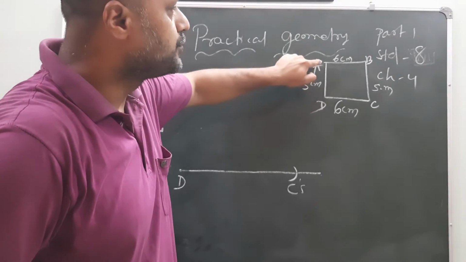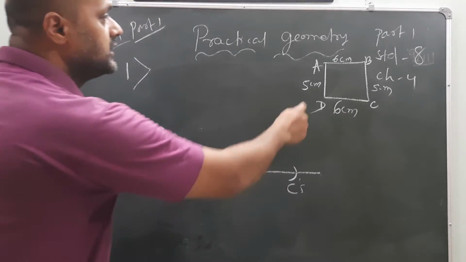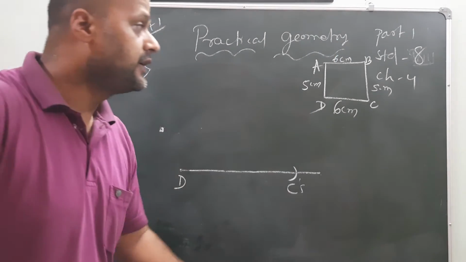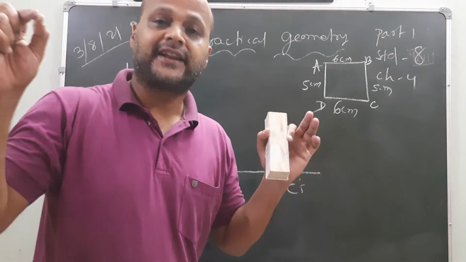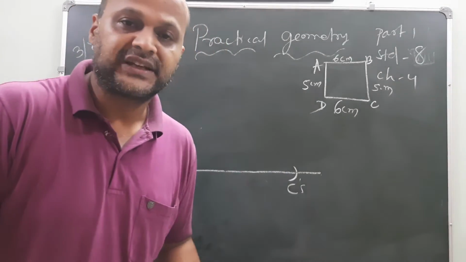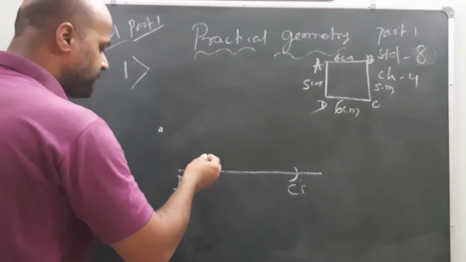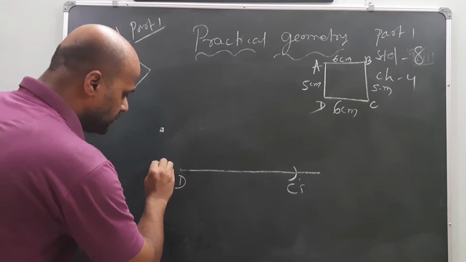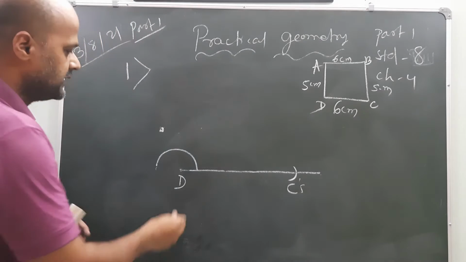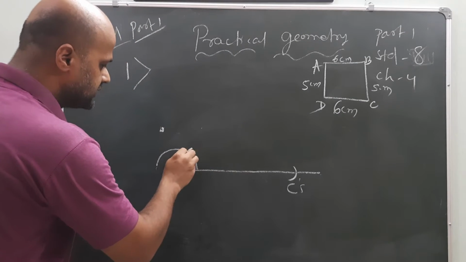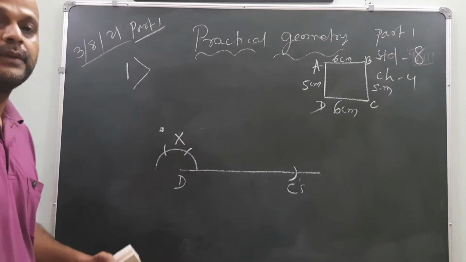Above D, which point is that? A. How much is it? It is 5 centimeter. Remember how you will draw it. We know that in the property of a rectangle, all angles are 90 degrees. So you have to draw here with the help of compass, any dimension, 1 centimeter, 2 centimeter like this, and draw 60, 120, then cross it with the help of 90 degree.